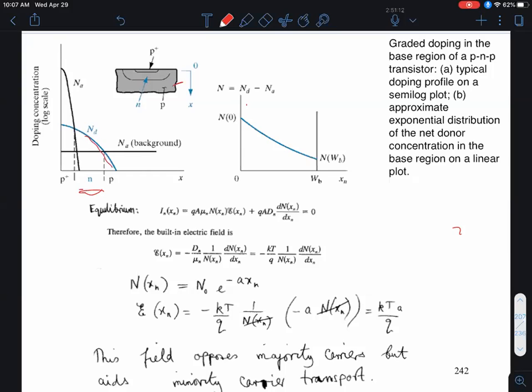Anybody? Helps them. Helps them. Very good. So if it helps them, would the transit time between the emitter to the collector go down or go up?